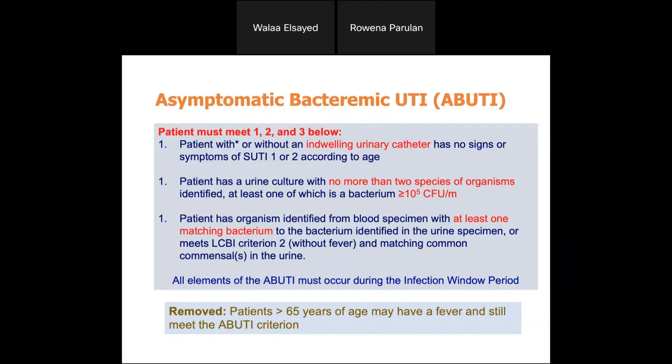I think so. The things are very clear up till now. We have SUTI 1, SUTI 2, and ABUTI. SUTI 1 is for patients more than 1 year of age who have a symptom, have the urinary catheter in place, and have a positive urine culture. SUTI 2 is a patient less than 1 year of age with specific signs and symptoms, who has the catheter and a positive urinary culture. ABUTI is when the patient has the catheter but without signs and symptoms, the urinary culture is positive, and the blood culture is positive with one of the matching organisms isolated from the urine culture.